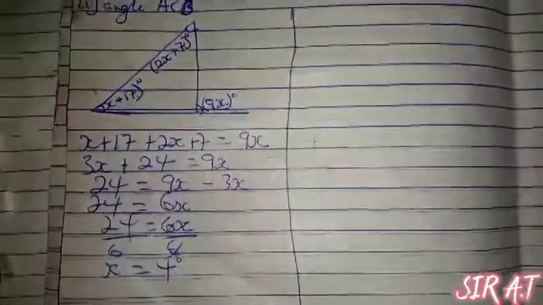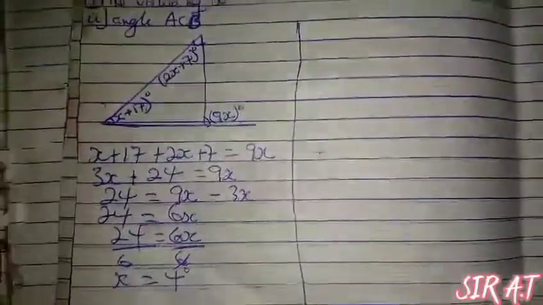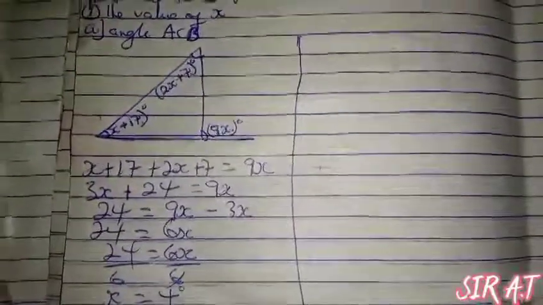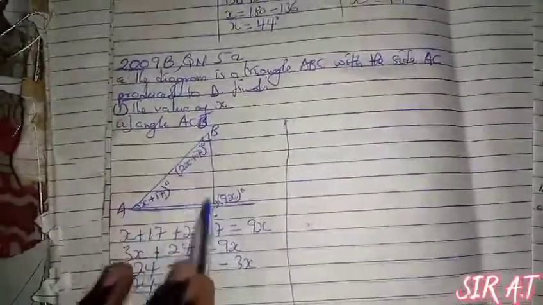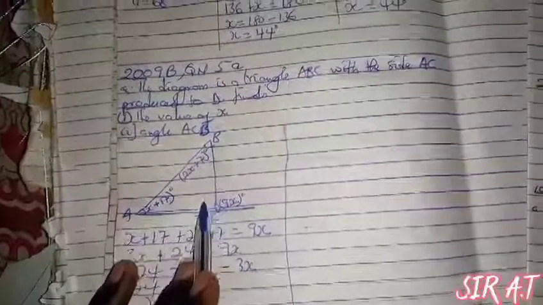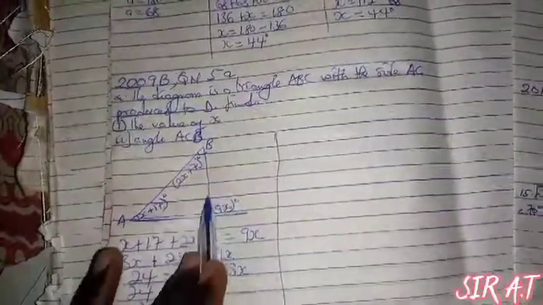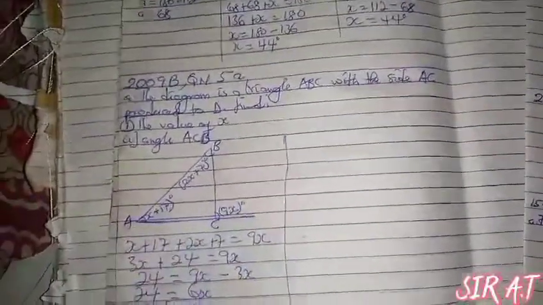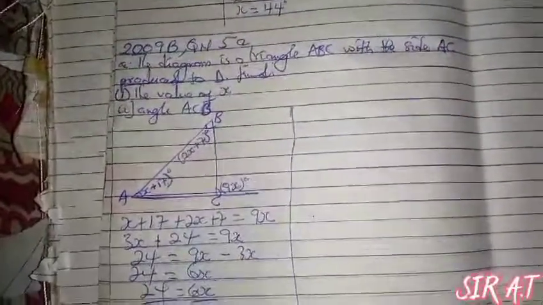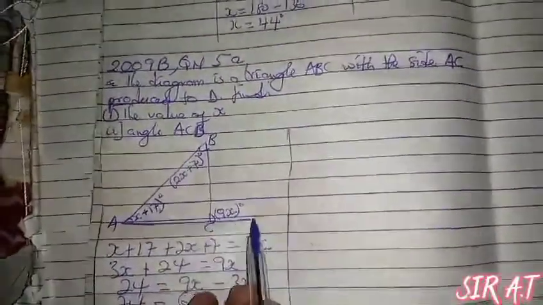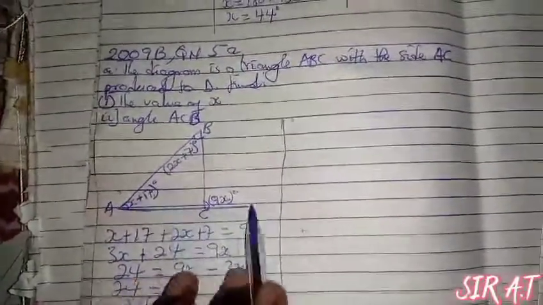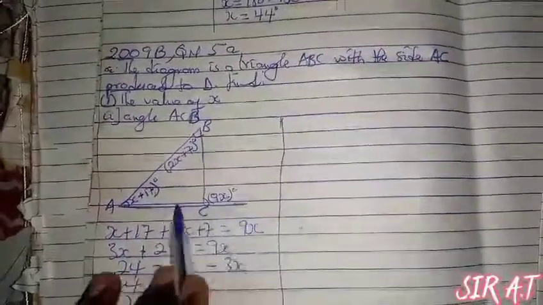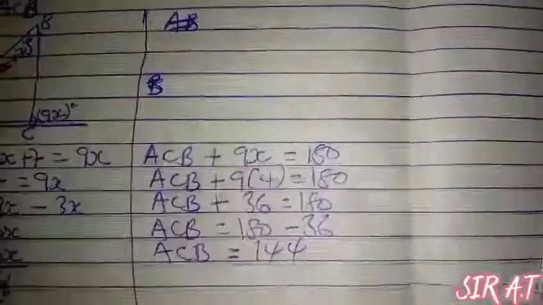So you are going to find angle ACB. Let me label them. So ACB, you are going to find this angle. So how do you find this angle? That is the rule, or the property, you are thinking of. That is angle on a straight line. Angle on a straight line.